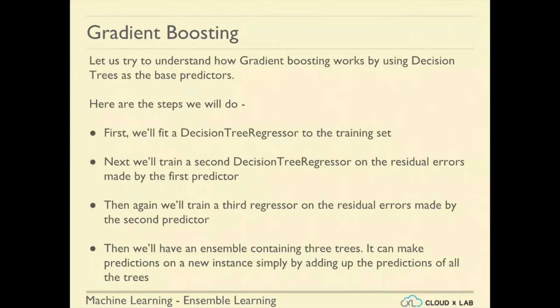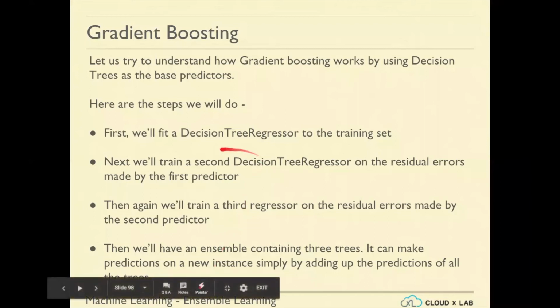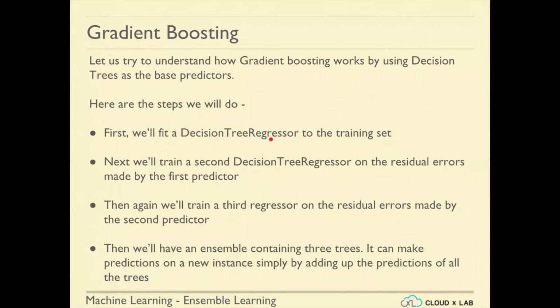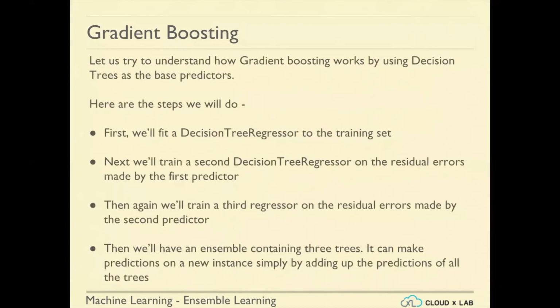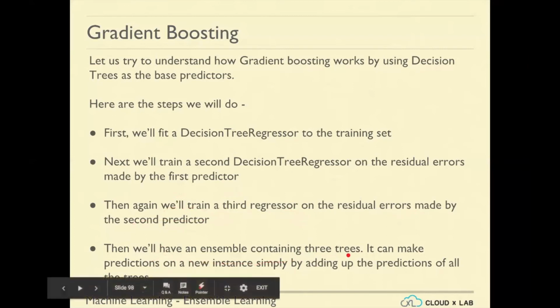So here are the steps that we will do. First, we will fit a decision tree regressor to the training set. For gradient boosting, we are going with a decision tree regressor this time. Next, we'll train a second decision tree regressor on the residual error made by the first predictor. Then we will train a third regressor on the residual error made by the second one. Then we will have an ensemble containing three trees. It can make predictions on new instances simply by adding up the predictions of all the trees.